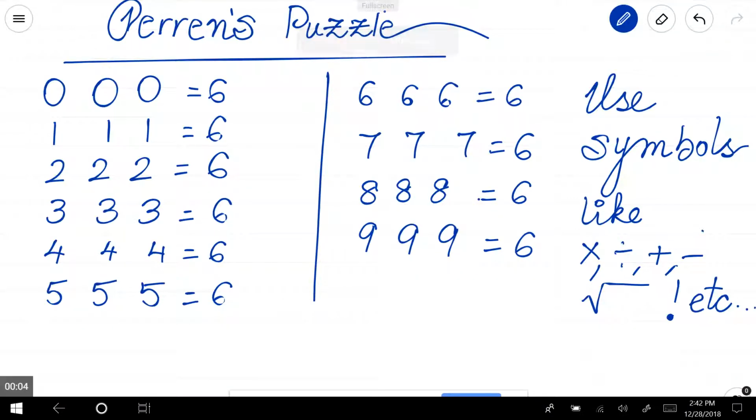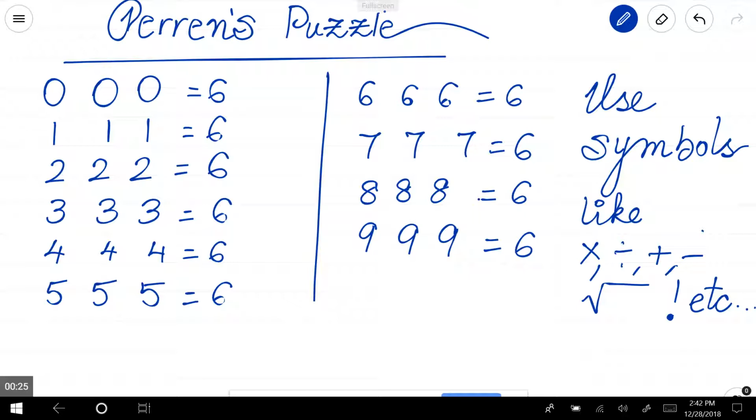In this video, I'm going to share with you a puzzle asked by one of my technically amazing students, Perren. So I'm naming the video Perren's Puzzle, just giving the puzzle his name. Basically, the puzzle is that you use three numbers, 0, 0, 0. The numbers have to be the same.